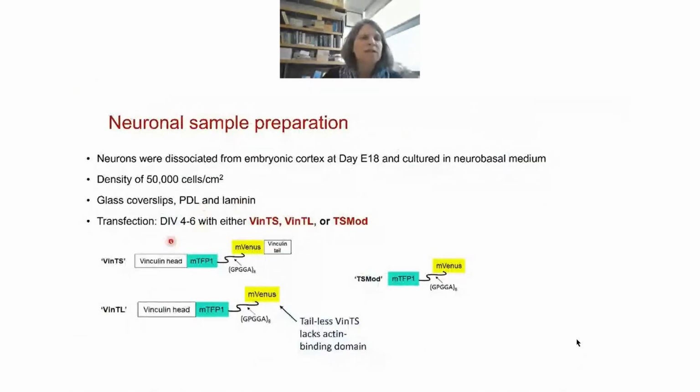And we've transfected these neurons early in the culture, at DIV, or day in vitro, 4 to 6, with one of these 3 constructs. I've talked already about the VinTS tension probe, and about the TS mod, which is the untargeted, unloaded tension probe. We're using that as one negative control, and another negative control is a tailless VinTS probe, which lacks the actin binding domain.